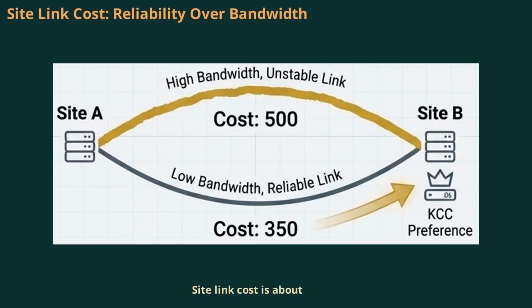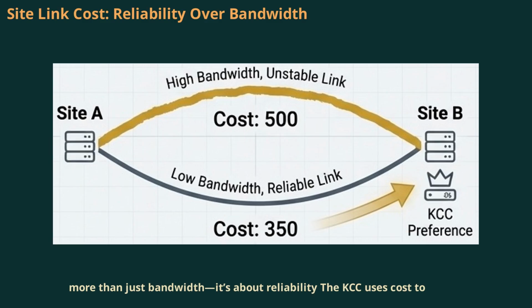Site link cost is about more than just bandwidth, it's about reliability. The KCC uses cost to calculate the least expensive path for synchronization. Lower cost is preferred, but it's wise to assign higher cost to unstable or failure-prone links, regardless of their speed. This ensures that replication relies on the most resilient paths, not just the fastest. Strategic cost assignment is a key tool for enforcing replication priorities and maintaining directory health.